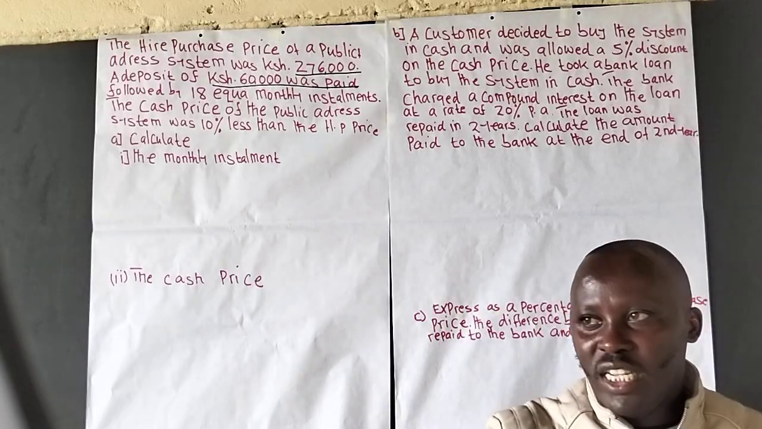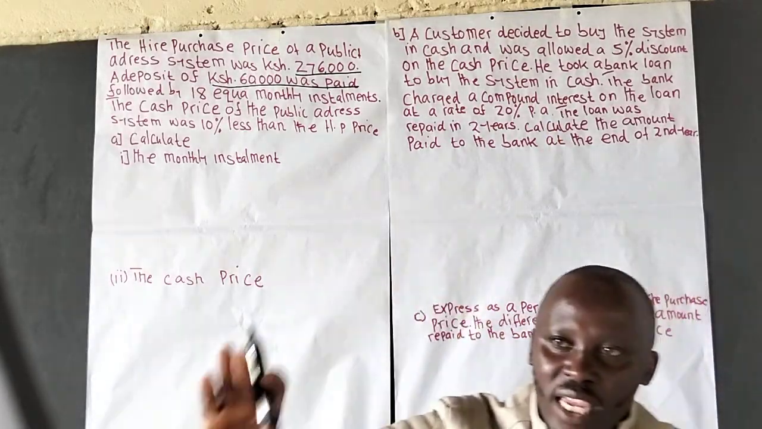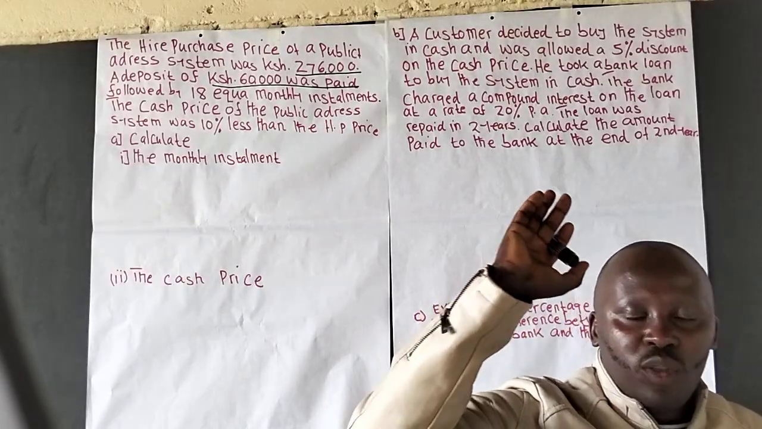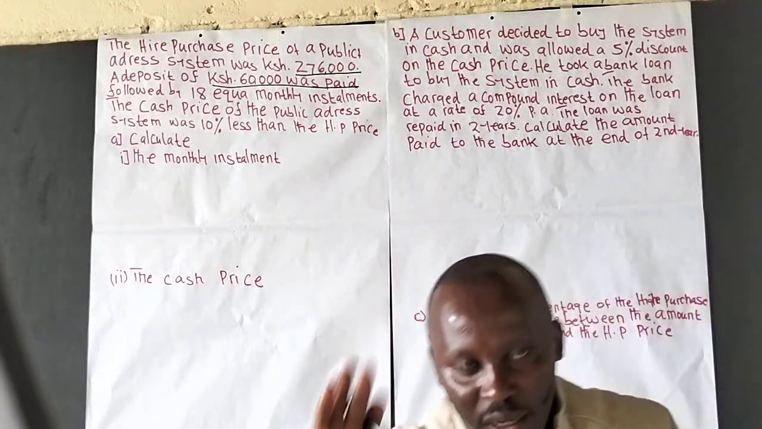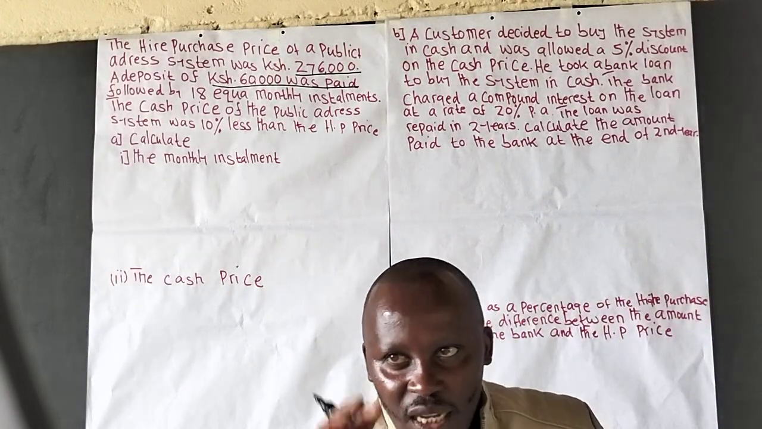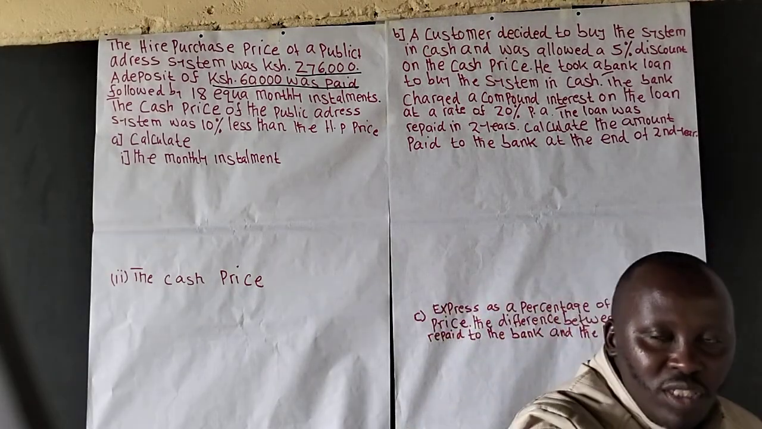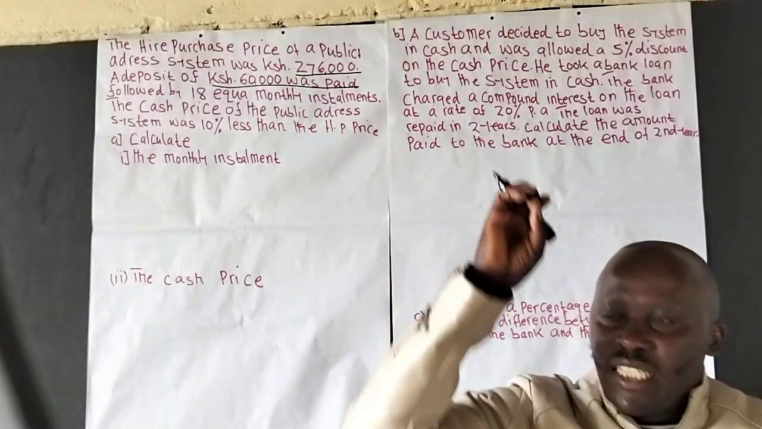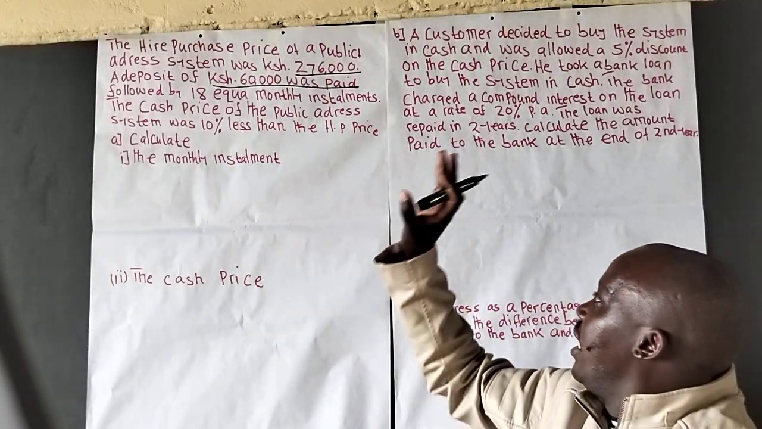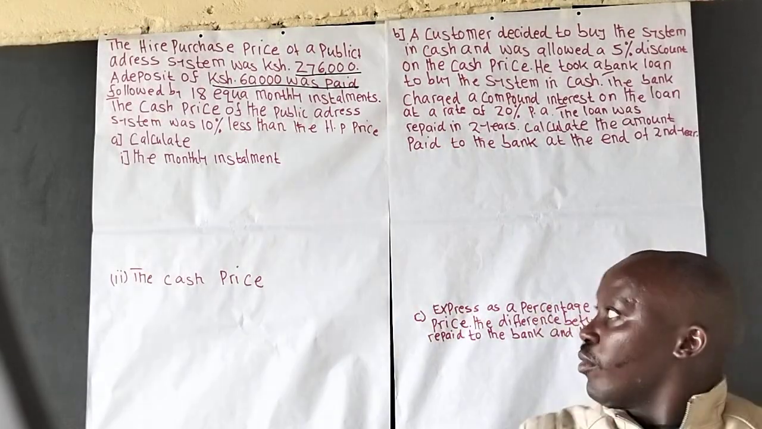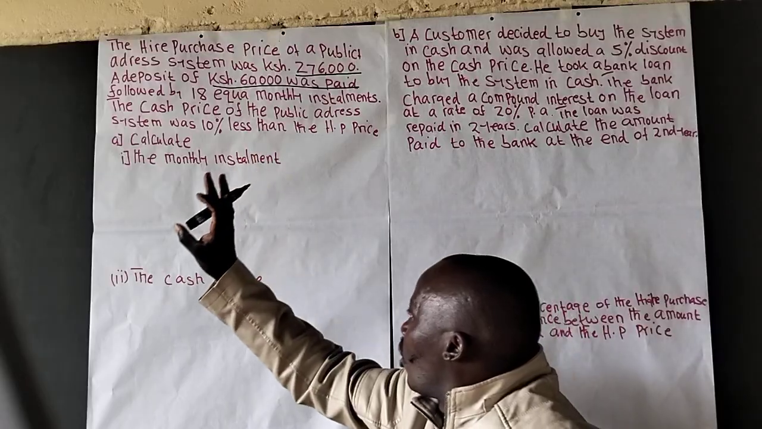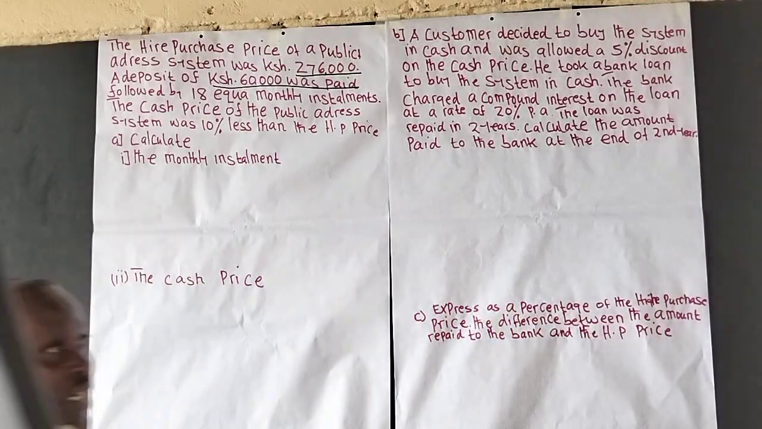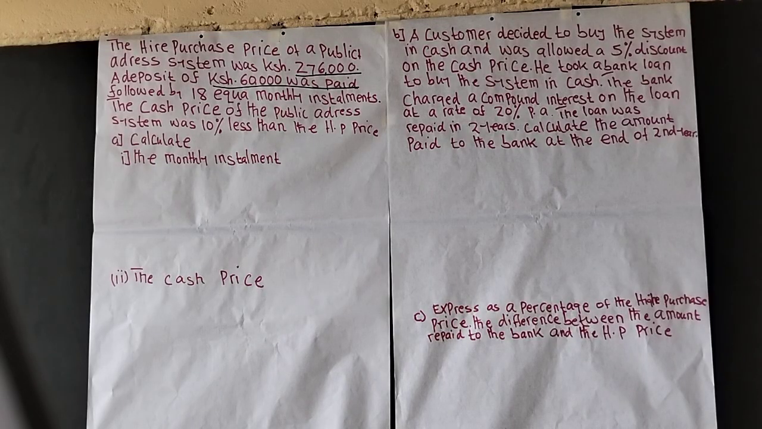So there are two options here: buying on hire purchase, paying 276,000 with a deposit of 60,000, or the other option, the cash price. The cash price is 10% less than the hire purchase price. So calculate, Roman 1, the monthly installment. How do you get that?